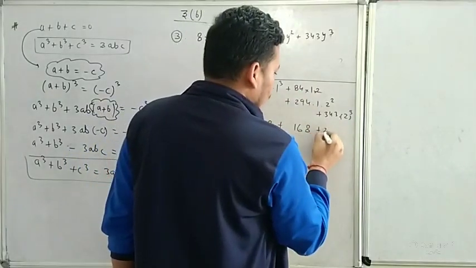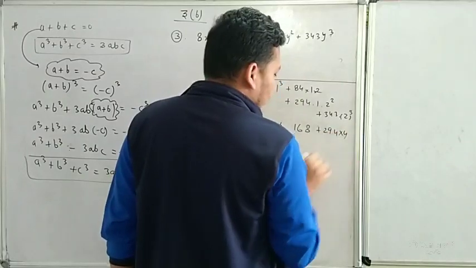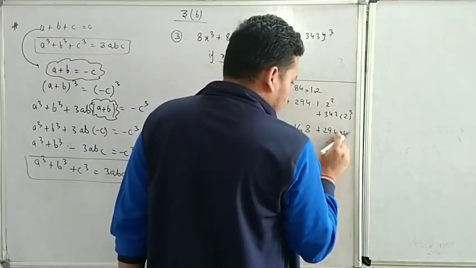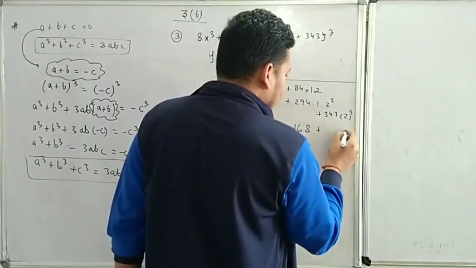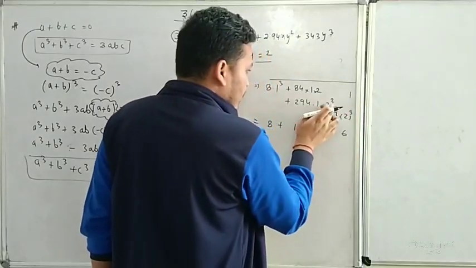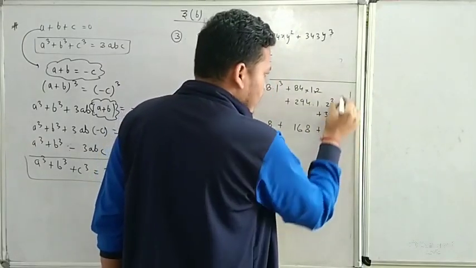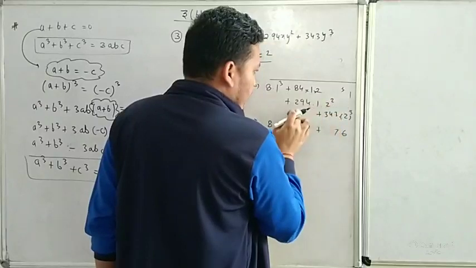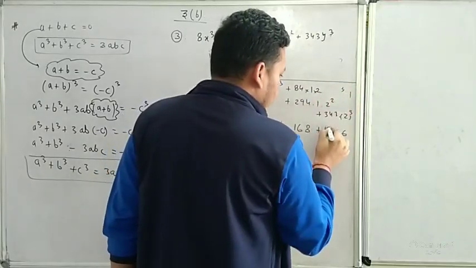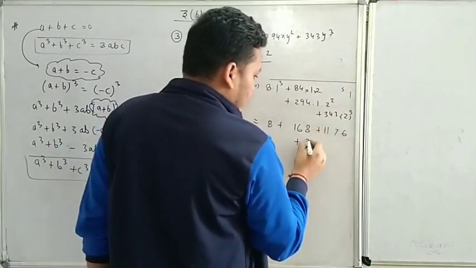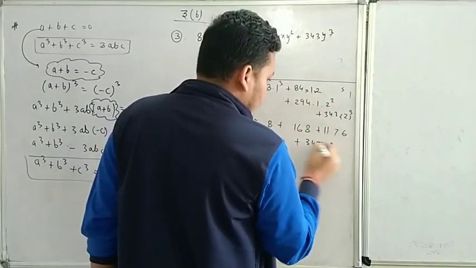Next, plus 294 multiply by 4. 4 sixes are 24, write 4 carry 2... 4 9s are 36 and 1 is 37, carry 3, and 4 2s are 8 and 3 is 11, and plus 3, 4 3s are 12... it is 8.